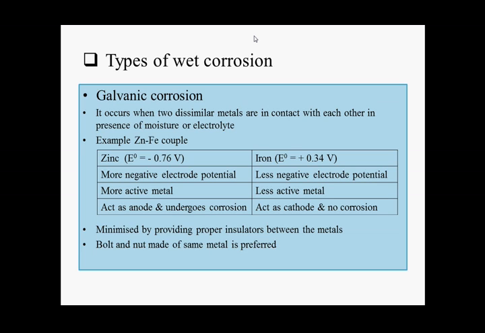This galvanic corrosion can also be minimized by placing insulators between the metals. If a proper insulating material is placed between the two metals, we can decrease this type of corrosion. So in most cases, bolts and nuts made of the same metal are preferred. If they are of different metals, they will undergo corrosion. In the EMF series, if the metals are somewhat close, we can choose those two metals so that they will not undergo corrosion.